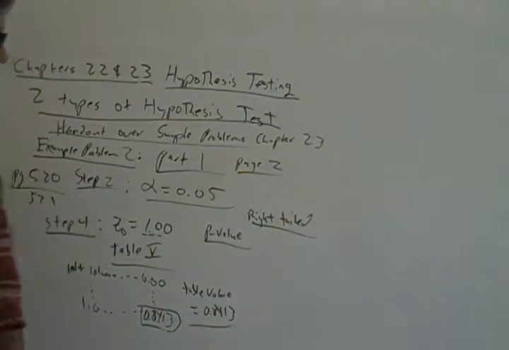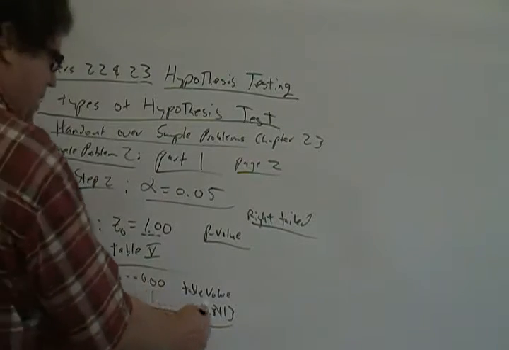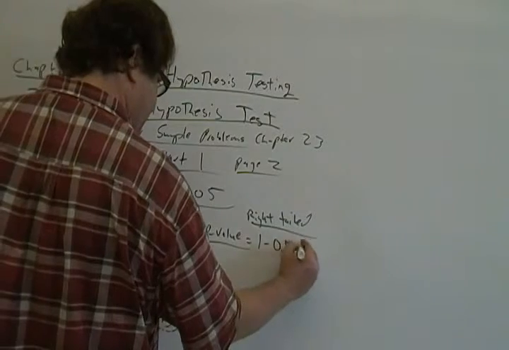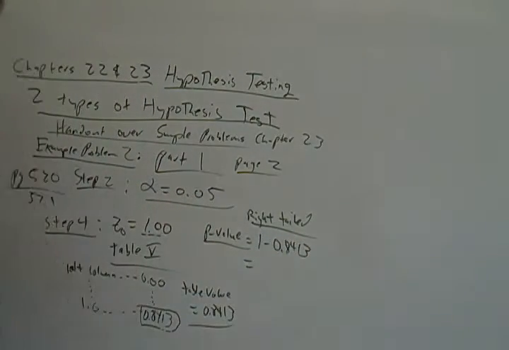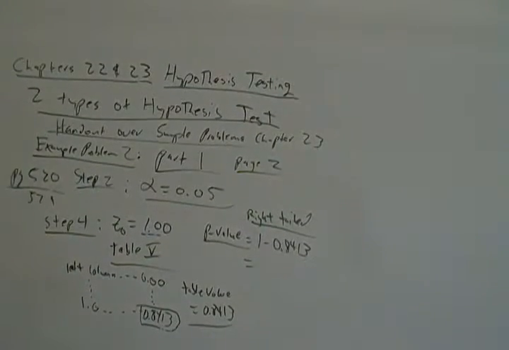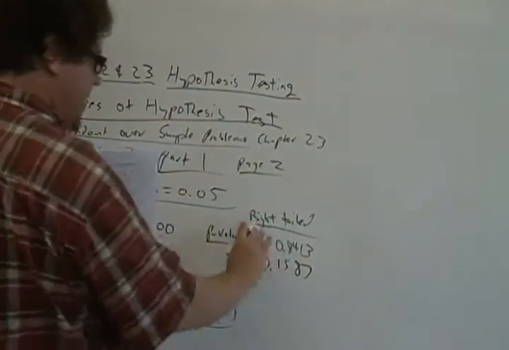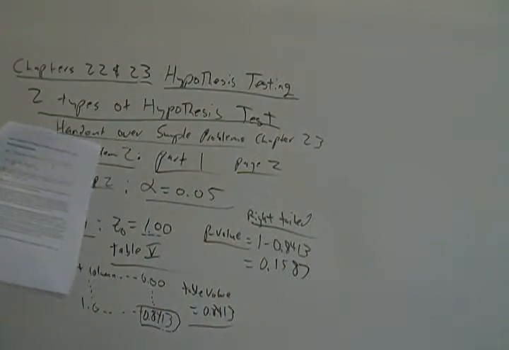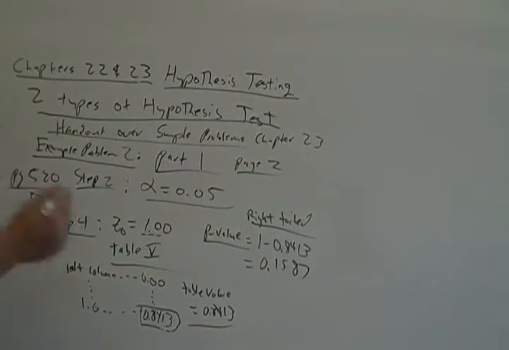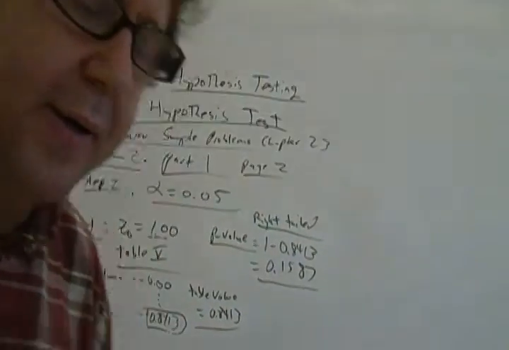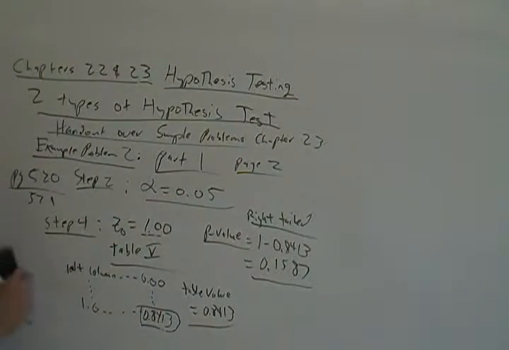Since our test was right-tailed, that means our p-value is not this table value, but 1 minus that table value. If you do 1 minus 0.8413, you get 0.1587. All these calculations are in the handout. So there you go. 0.1587 is our p-value. That ends step 4. Okay. Now we go to step 5.